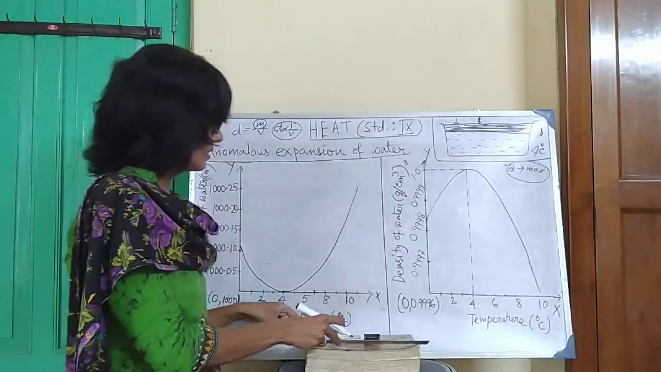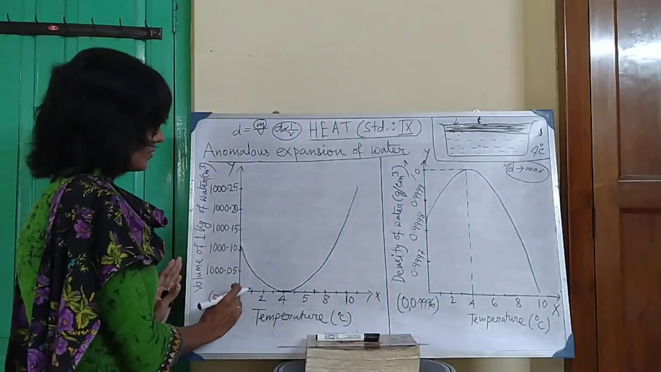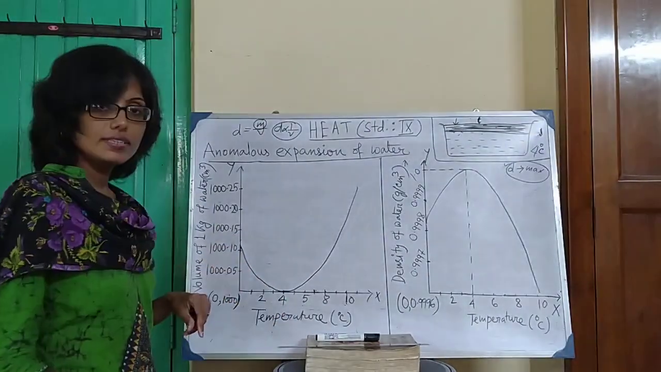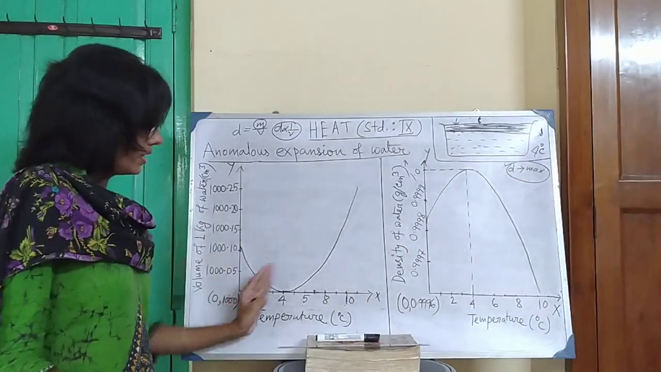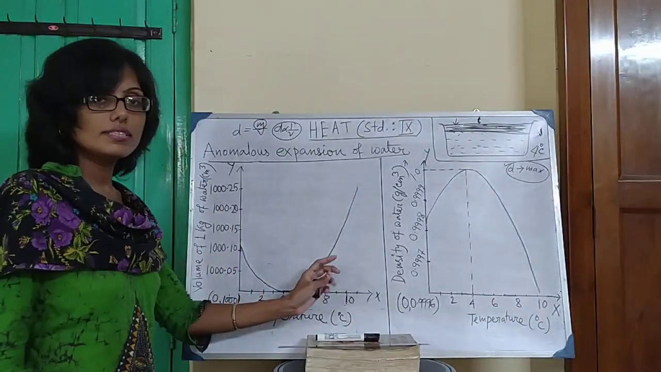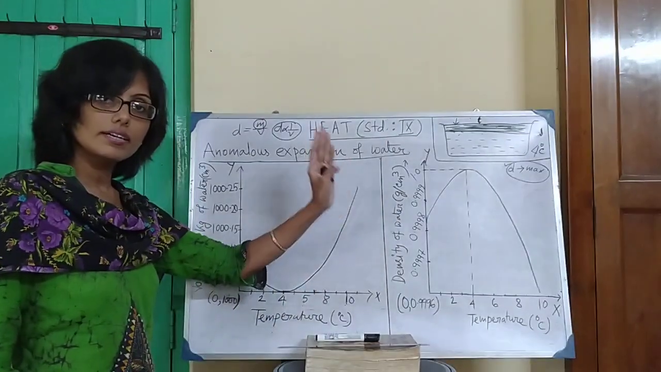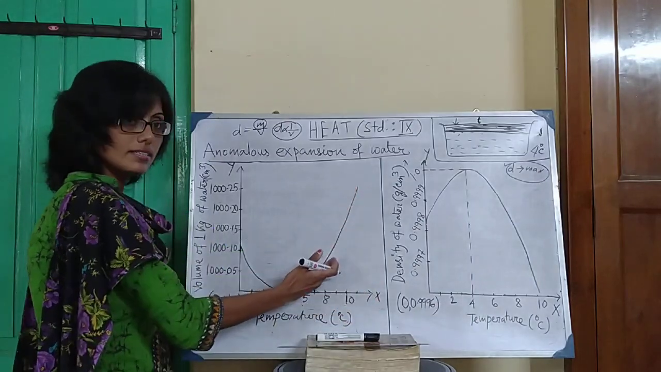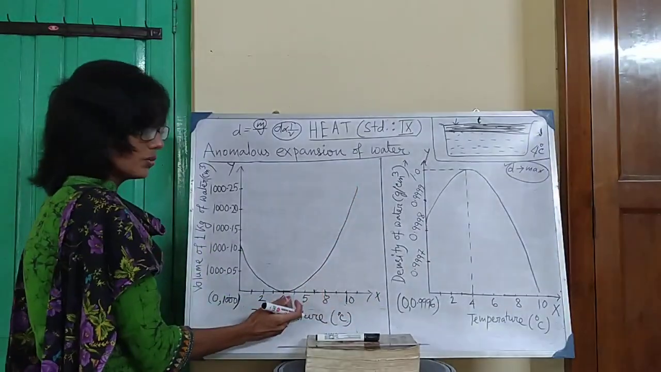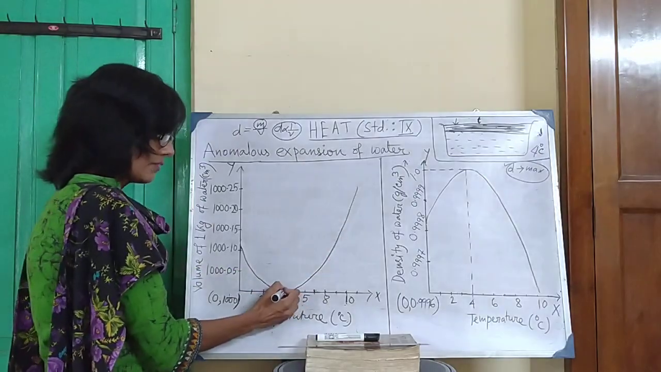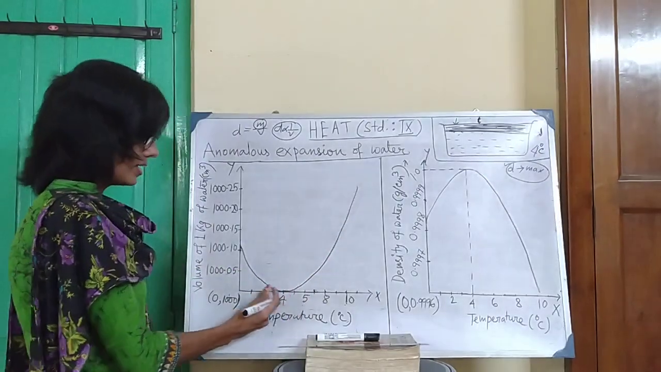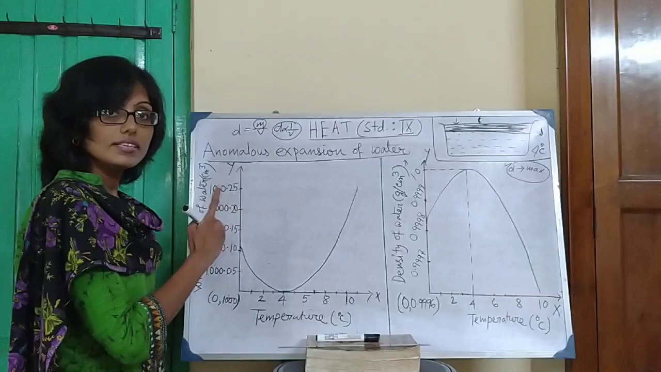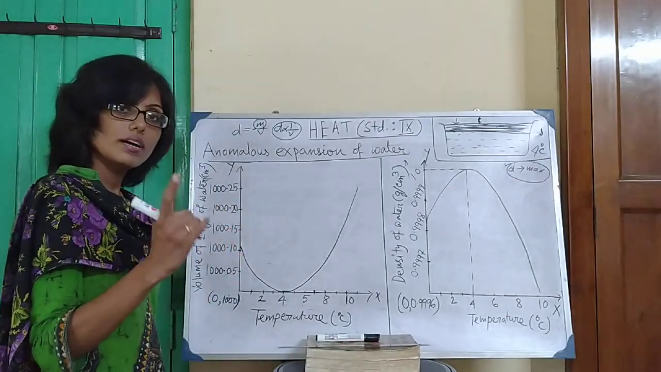So what is anomalous expansion of water? If we increase the temperature from 0 degree to 4 degree centigrade, volume decreases. At 4 degree centigrade, volume is minimum. If we again increase the temperature beyond 4 degree centigrade, the volume is increased like other liquid. Think in reverse way. If we decrease the temperature from 10 degree to 4 degree, volume is decreased. At 4 degree centigrade, volume is minimum. If we again decrease the temperature from 4 degree to 0 degree centigrade, volume is increased. This nature is just different from the other liquid.